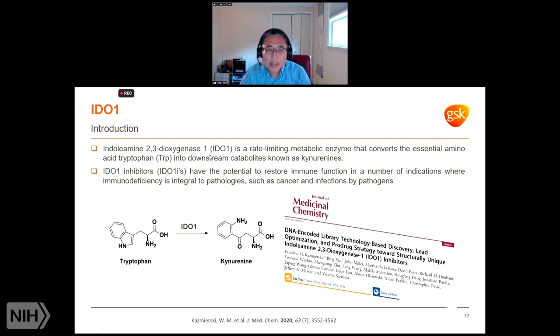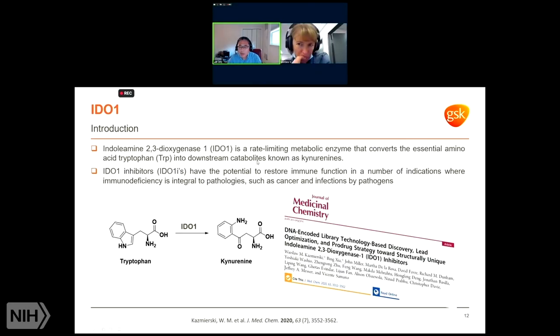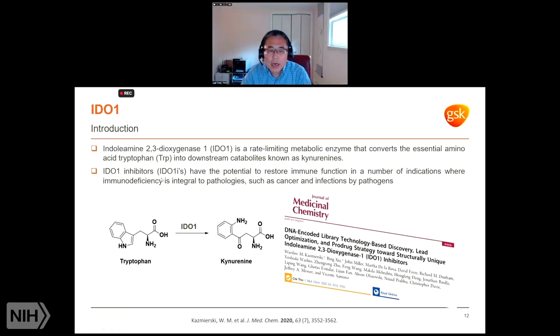The first example is IDO. IDO is a rate-limiting metabolic enzyme that converts the essential amino acid tryptophan into downstream catabolites known as kynurenine. IDO has a potential to restore immune function in a number of indications, and thus has therapeutic applications in cancer and infectious disease.